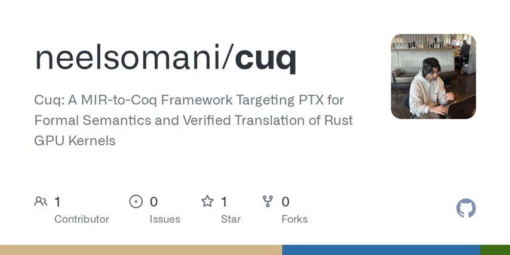So I just stumbled upon this project called CUC, and it's totally reshaping how we think about Rust in GPU programming. Wait, seriously? I didn't know Rust was being used for GPUs. What's the main idea behind CUC? Well, it's all about formal verification of Rust GPU kernels. They're translating Rust's intermediary representation into Coq.